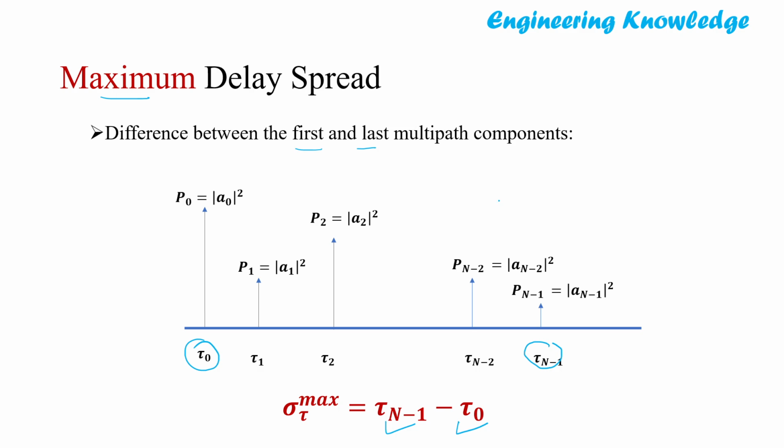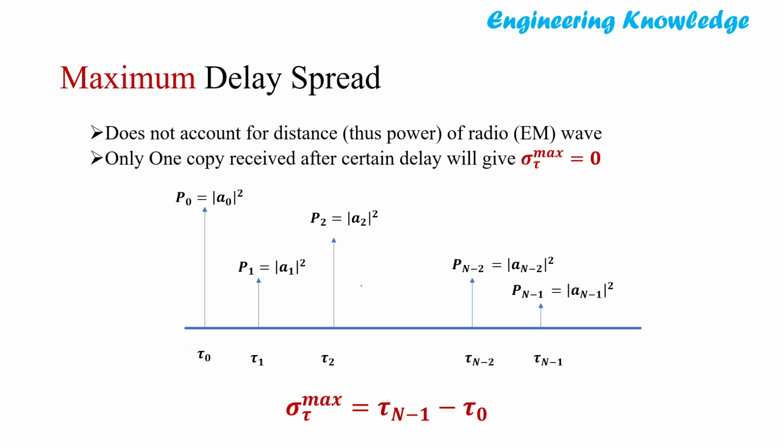But here you can see there is no involvement of the amplitude of the received signal, or therefore the power of the received signal. So basically it does not account for the distance. Distance changes the delay at which the signal comes. Distance changes the amplitude and thus the power at which the signal comes, and therefore that is not involved in this metric. This is the basic limitation.